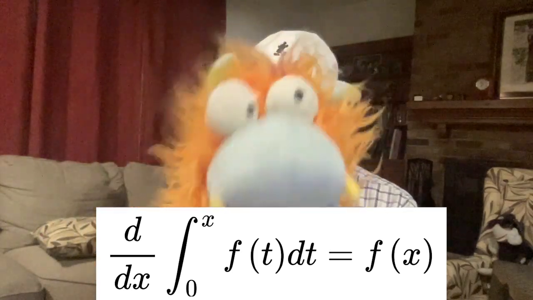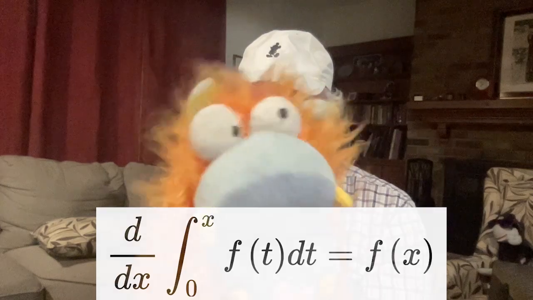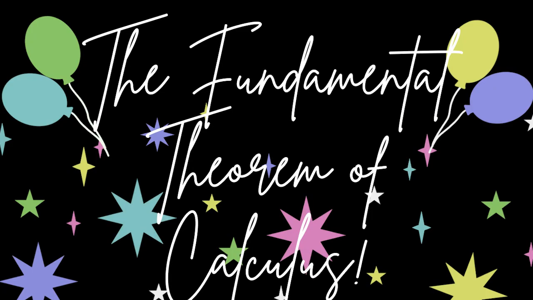Wait, I can't wrap my mind around that. That's too weird. What are you really saying? I'm saying that the derivative of the area function just goes right back to f. So you take little f of t, find its area function, take the derivative of the area function, and you're back to f again, only now it's f of x. And that's called the Fundamental Theorem of Calculus.